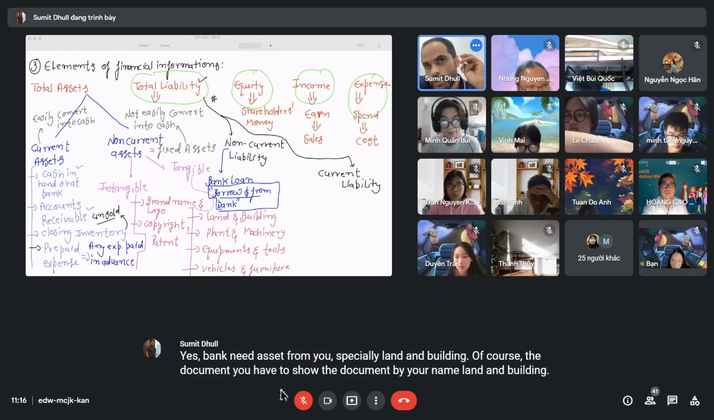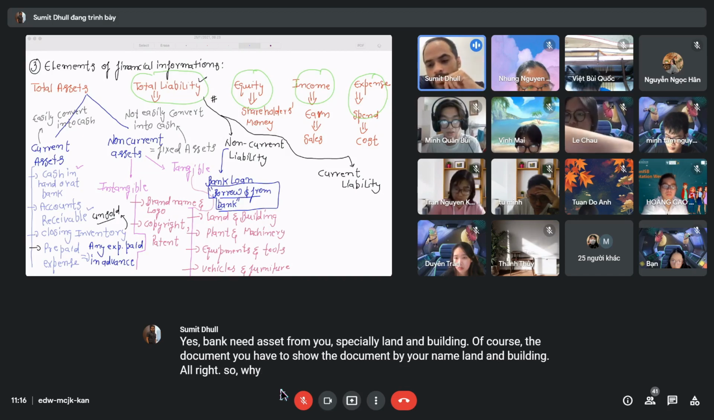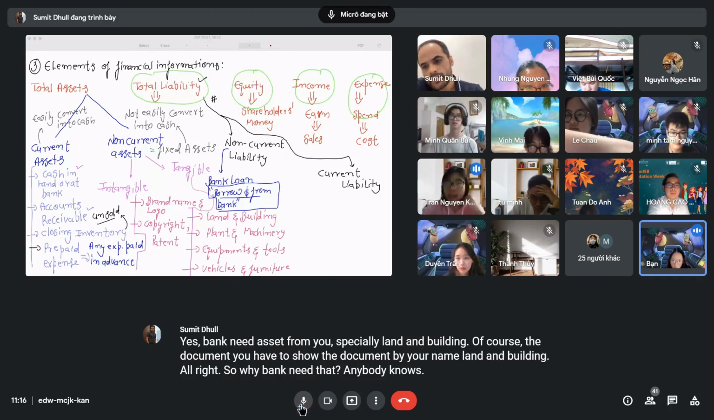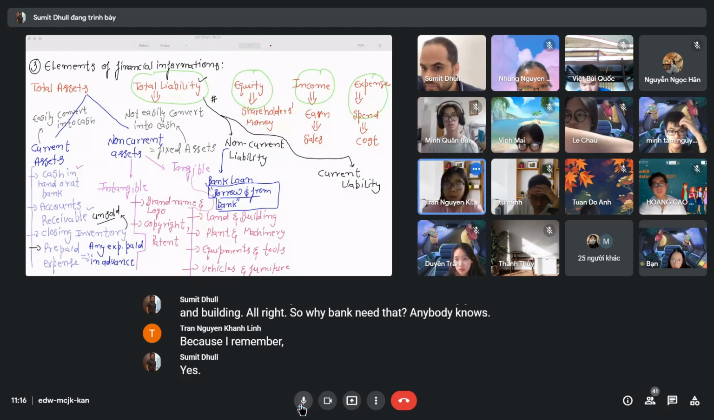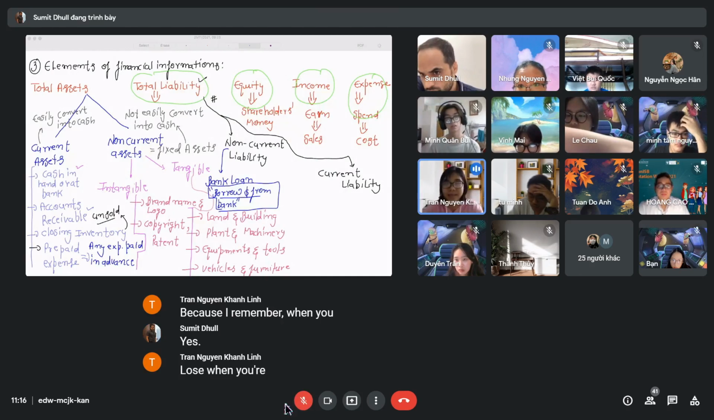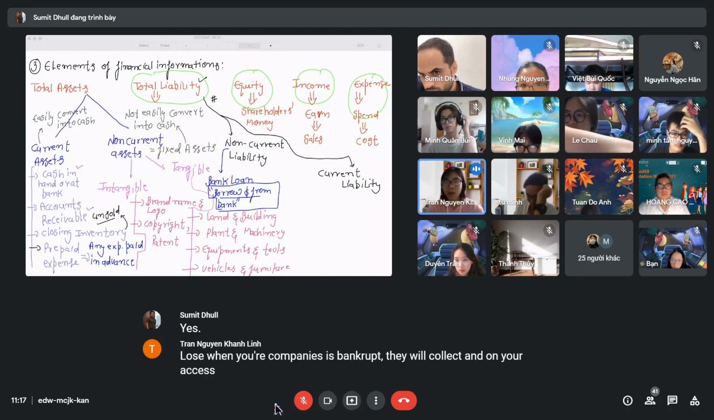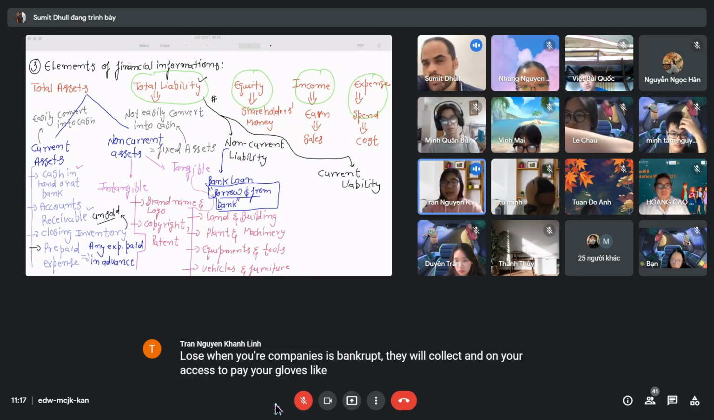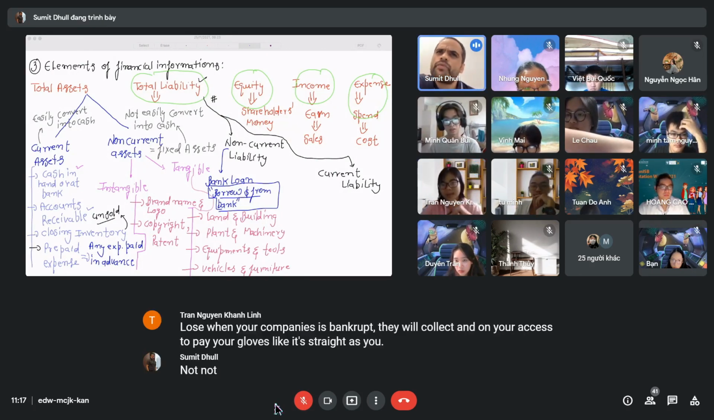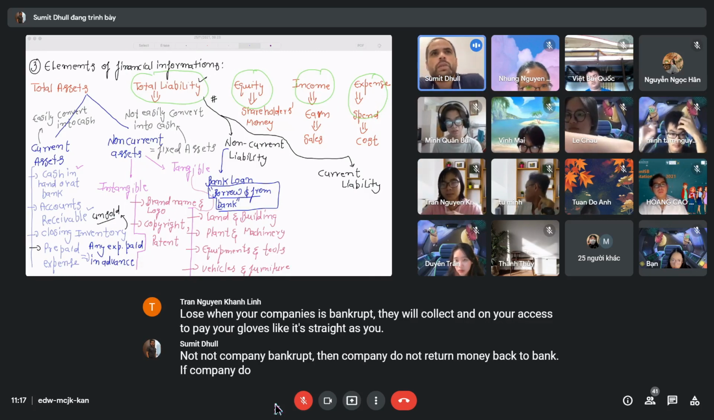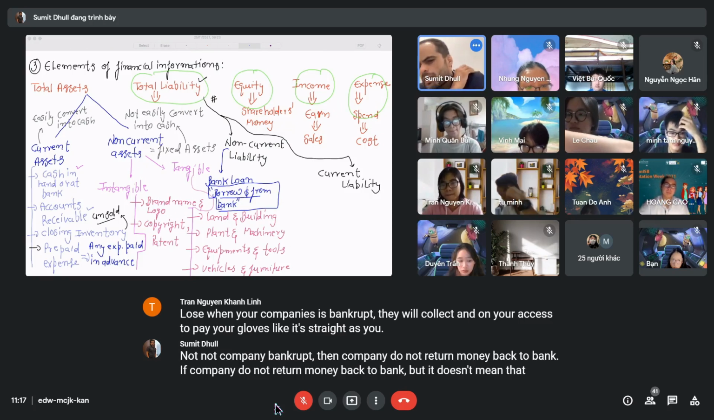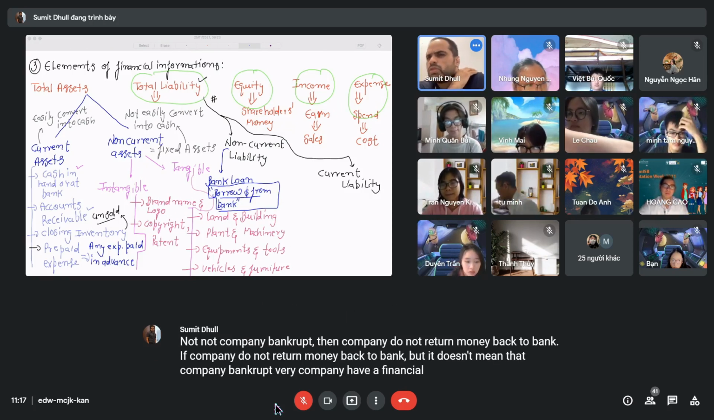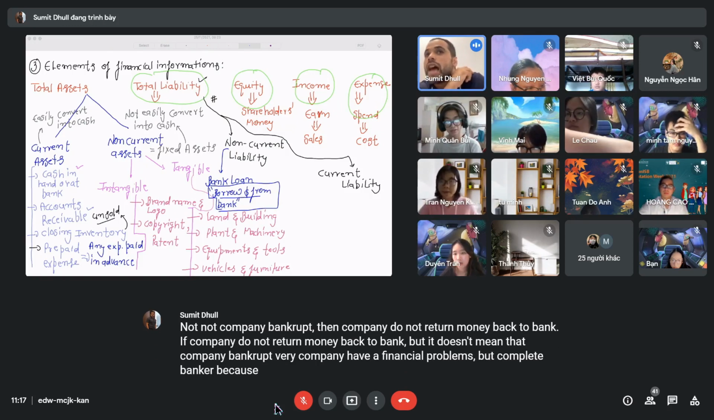All right. So why does the bank need that? Anybody knows? Because when your company is bankrupt, they will collect all your assets to pay your loans. That is, when the company does not return money back to the bank. But if a company does not return money back to the bank, it doesn't mean that the company is bankrupt. Maybe the company has financial problems, but bankruptcy is the last step.